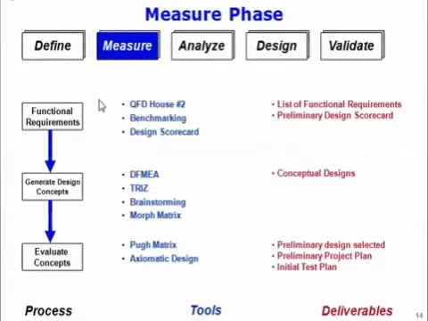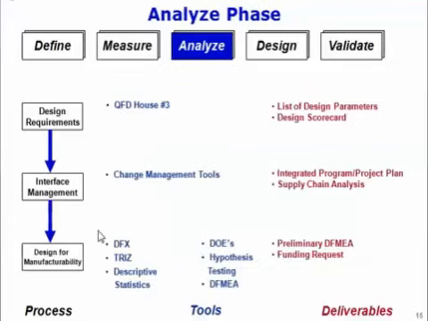In the measure phase, we want to determine what the functional requirements are, generate design concepts, and then evaluate those concepts. In the analyze phase, we want to provide some design requirements. Now you'll notice here we're using QFD and a series of QFD houses. In this particular case, it's QFD house 3. So coming up with design requirements, then determining what the interface management looks like, and then design for manufacturability or serviceability could also be here.